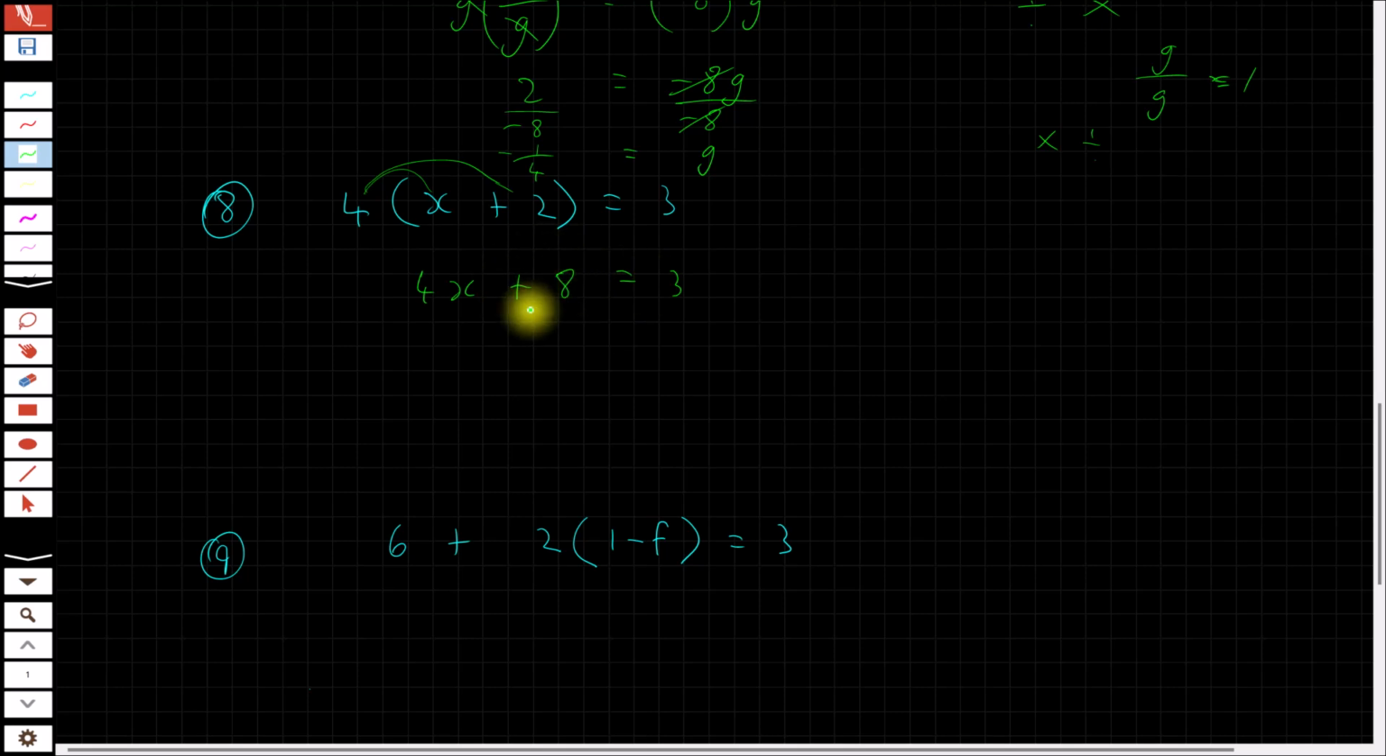Now we need to get rid of this plus 8. So 4x, that's a plus. We need to take away 8 from the left and take away 8 from the right. So 3 take 8 is negative 5. Now we have the 4 multiplied by x equals negative 5. That's a times, so we need to divide the left by 4 and divide the right by 4. Divide the left by 4, that will vanish the 4, and divide the right by 4, that will give us this fraction here, which is the answer.